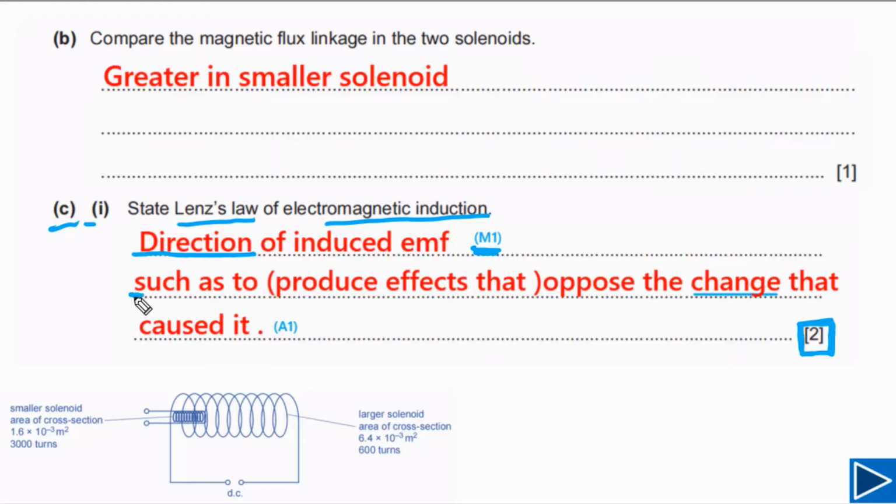Then you need to say that direction of induced EMF is such as to oppose the change. You have to mention change because this is underlined, so it has to be in your answer that caused it. You will get the second mark, so this is A mark. Direction of induced EMF such as to produce effects that oppose the change that caused it. If you write down in this way, in a proper way, you will get these 2 marks.